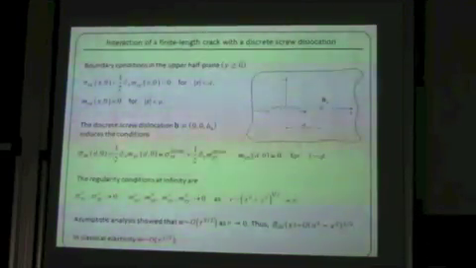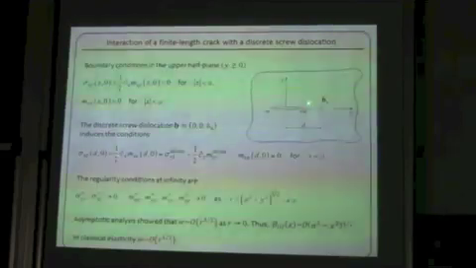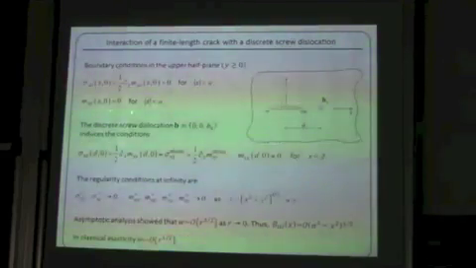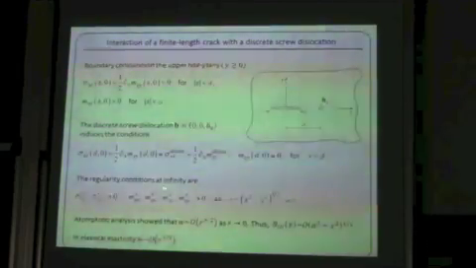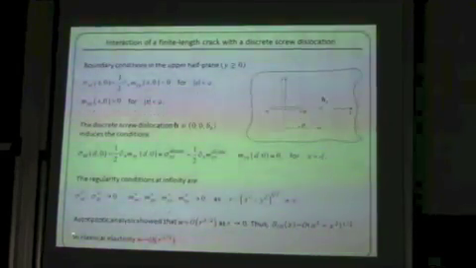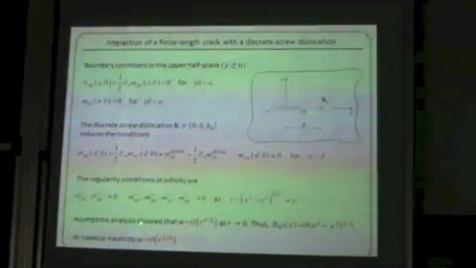Now, going to the anti-plane case, here we have a crack interacting with a screw dislocation. These are the boundary conditions again. All fields, as usual, vanish at infinity. In this case, we have this asymptotic behavior, which is a smoother behavior.